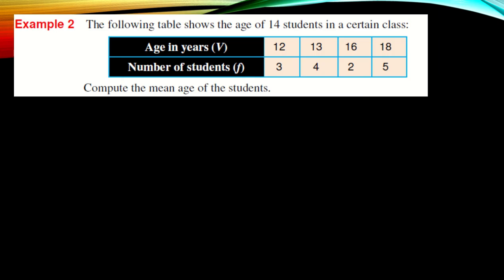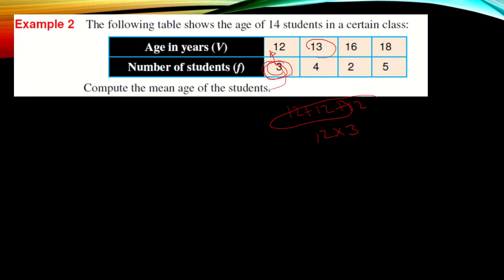Sometimes the data might be given in table form. For example, the second example says the following table shows the age of 14 students in a certain class. The age in years and the number of students are given. For example, there are 3 students whose age is 12. When finding the mean, we would need to add 12 three times, 12 plus 12 plus 12. But instead of writing it in this manner, we can write 12 times 3, because the frequency tells us 12 is repeated 3 times.